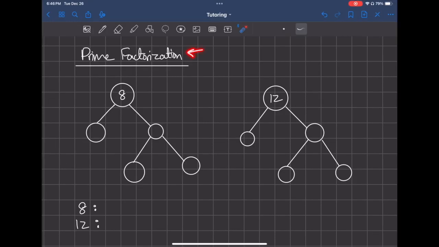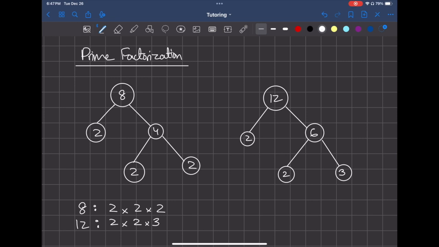Now let's do this using prime factorization. First, we will make a factor tree for 8. Dividing it by 2 gives us 2 and 4. We can further divide 4 into prime numbers by dividing by 2. Now, we can write 8 as a product of 2, 2, and 2. Moving on, we make the factor tree for 12. We divide it by 2 and get 6, which can be further simplified into 2 and 3. Therefore, 12 can be written as 2 times 2 times 3.